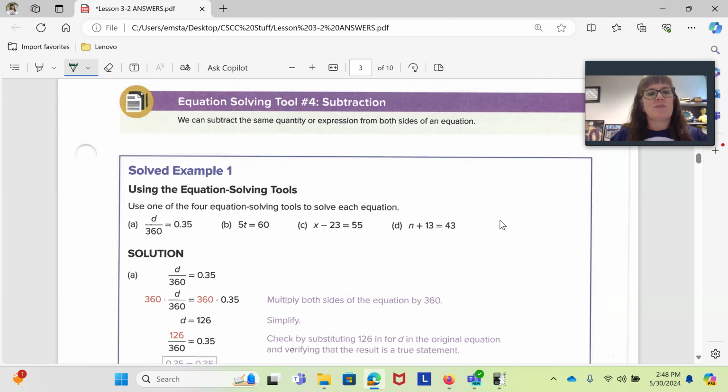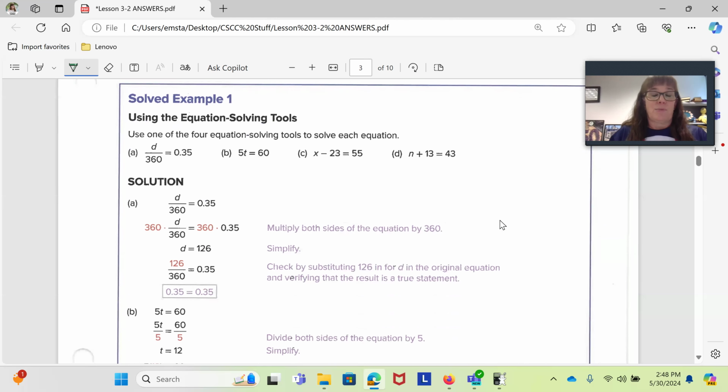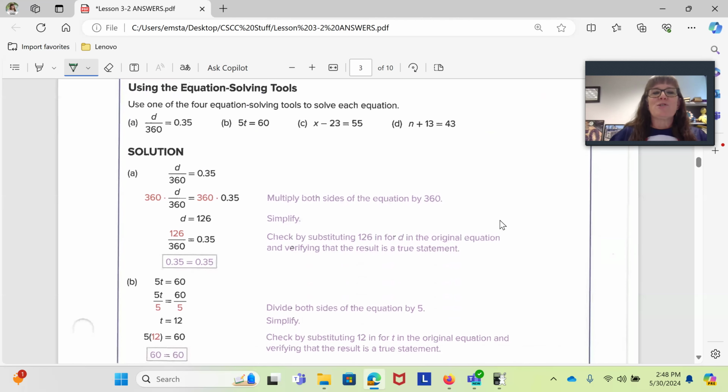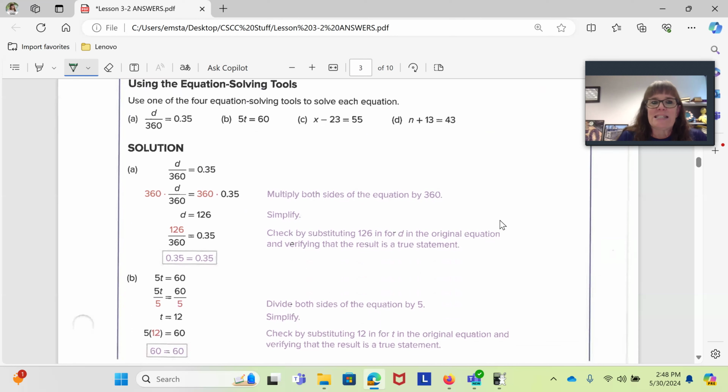So they have a nice little solved example for us with 4 parts. The first one was d divided by 360 equals 0.35. What is the opposite of division? The opposite of division is multiply. So they've multiplied both sides by 360, leaving them an answer of 126. And I love that they're checking here. This is an important step. You can always check your answer by plugging it back in.